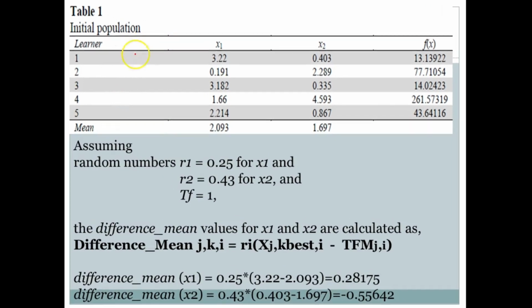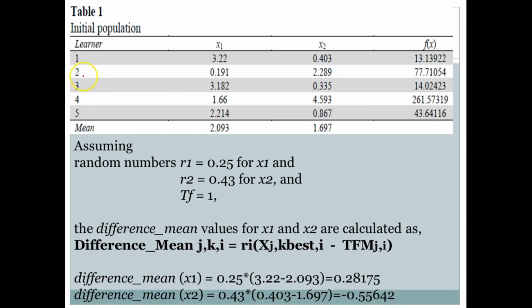So let us assume we have a population, and the size of the population is 5. We have 5 students, or you can say 5 learners, and they are studying two courses, x1 and x2. So you can say this is our population, these are our design variables. So in the first phase, the teacher phase, we will find the mean difference by using this formula, and here we have to use some random value.